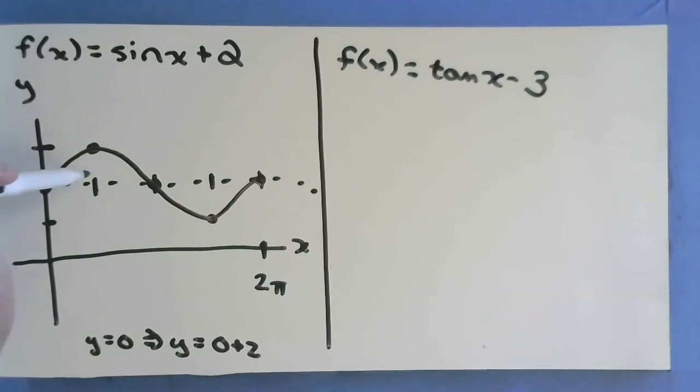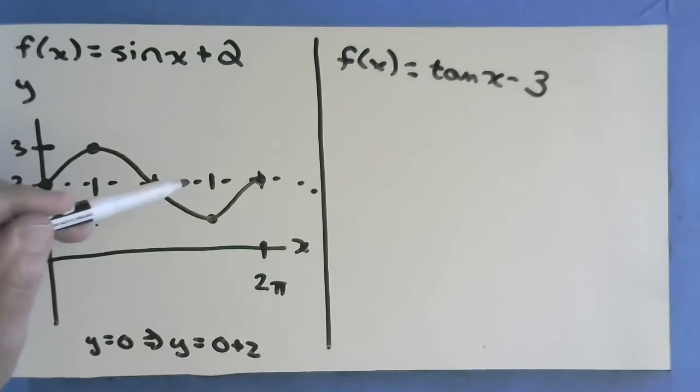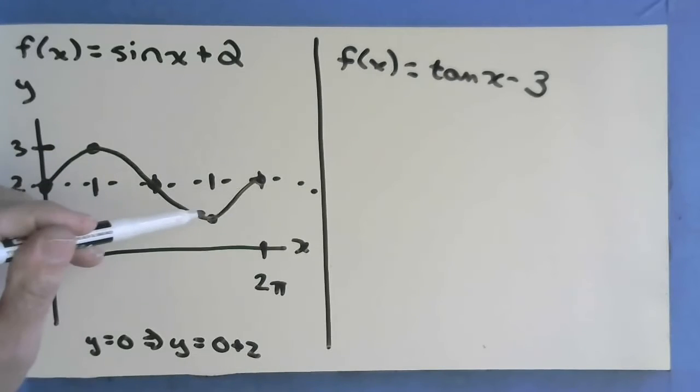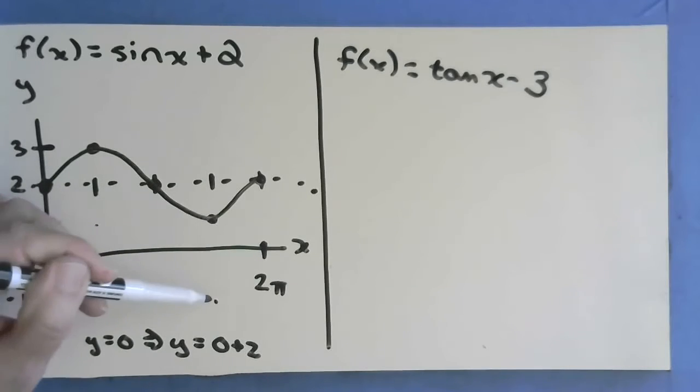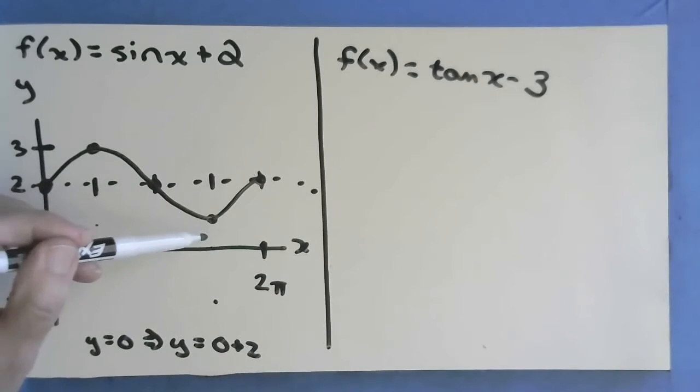And since the baseline is at 2, then this number has to be 3, and this number has to be 1. If sine were in its usual position, then the upper part would be at 1, but it's been shifted up by 2. If sine were in its usual position, this lower part would be at -1, which is down here, but it's been shifted up by 2.